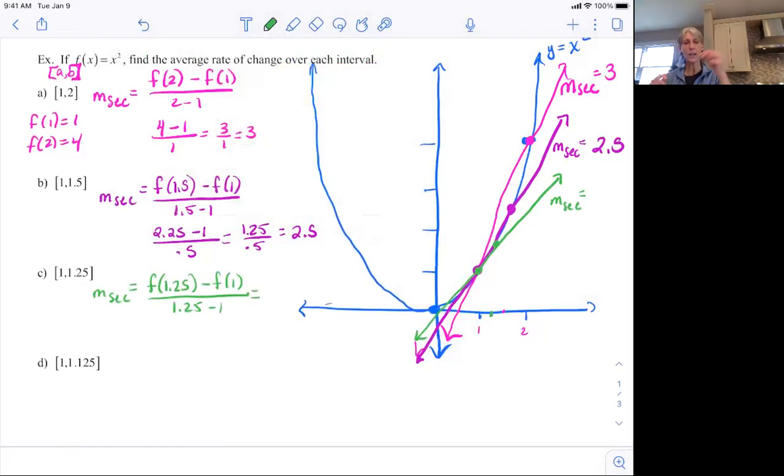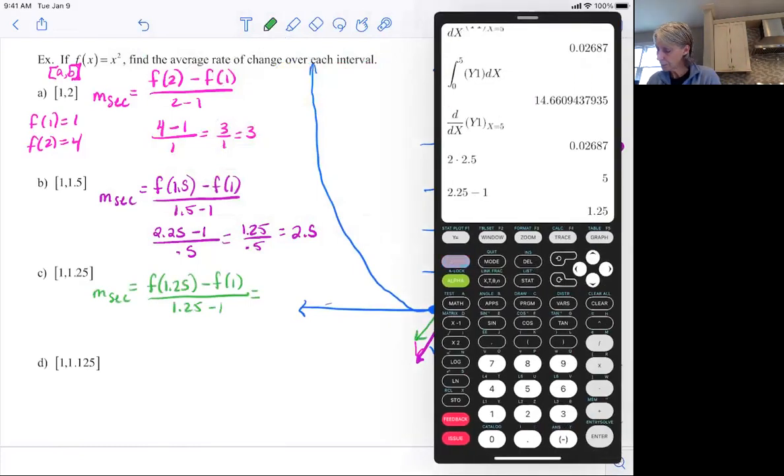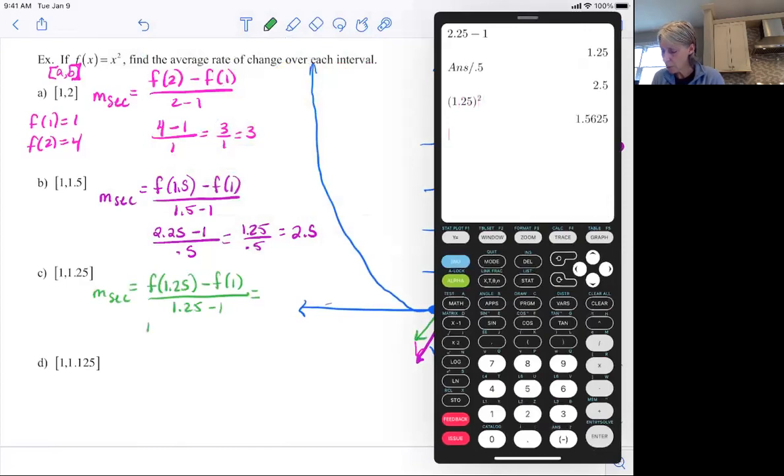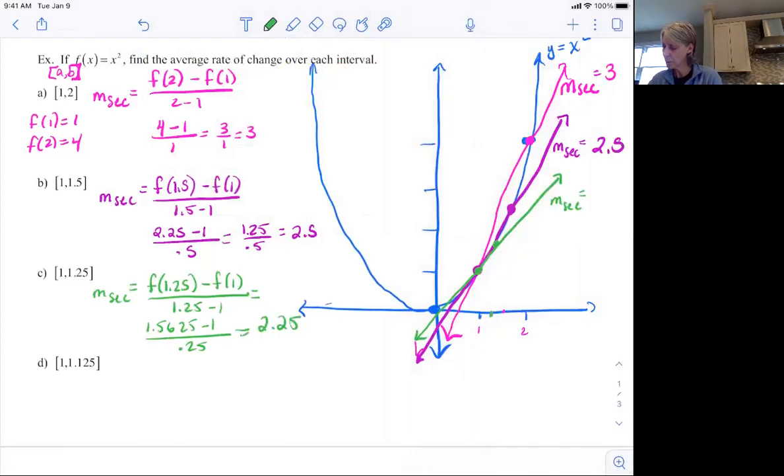And you would, again, plug each value in. I don't care how you do it. I'll go this way this time. We get 1.5625 minus 1 over 0.25. When you do that math, you should get 2.25 for your slope.